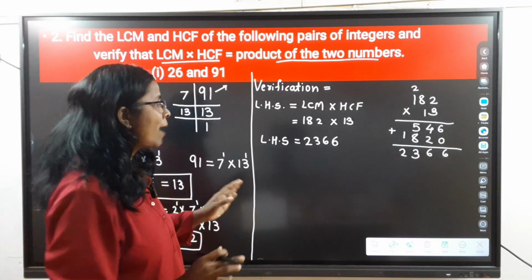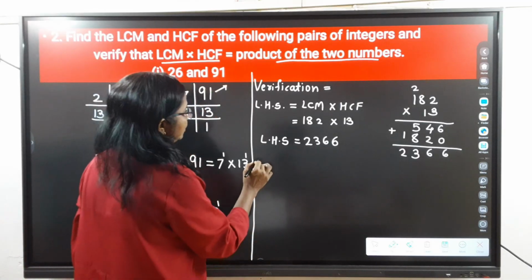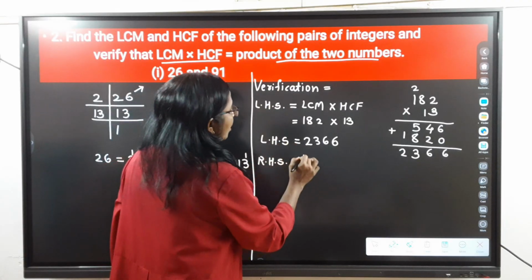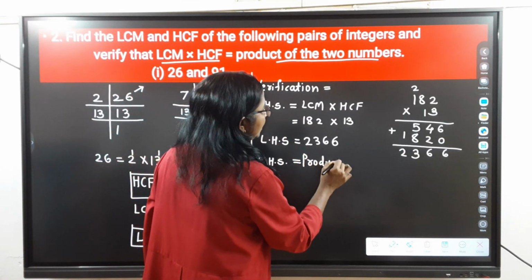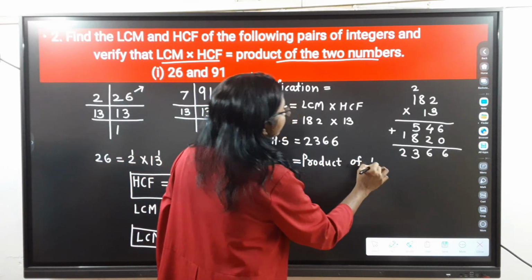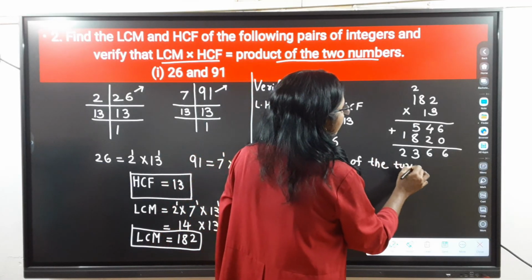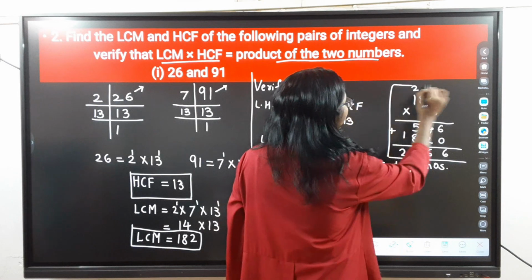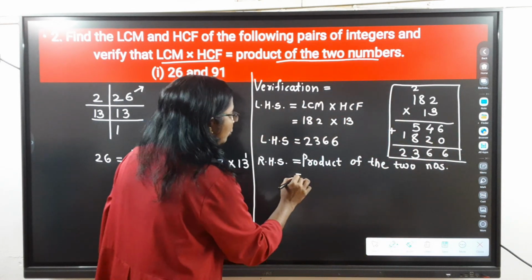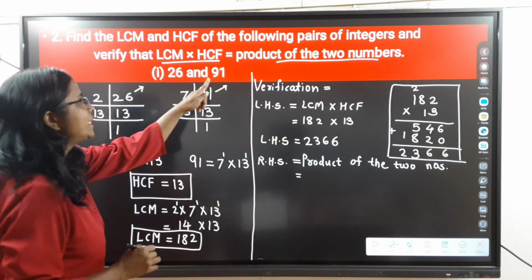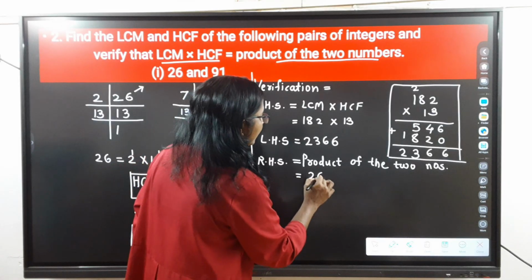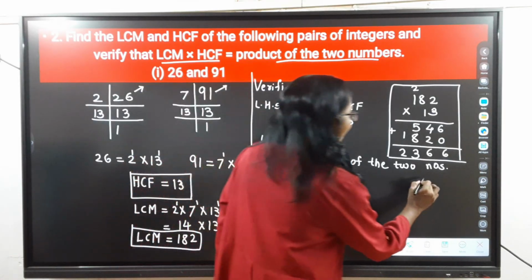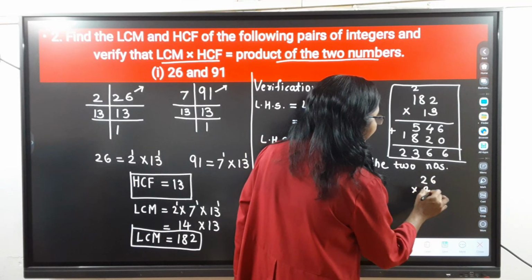Okay students, now here the right hand side. What is the right hand side? The right hand side is the product of the two numbers. So what is the product of the two numbers? The two numbers are 26 and 91. So here 26 multiplied by 91. Now I calculate 26 multiply 91.